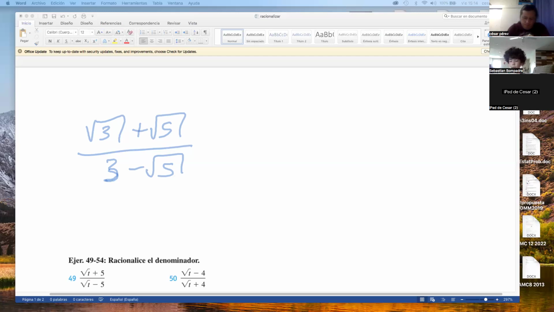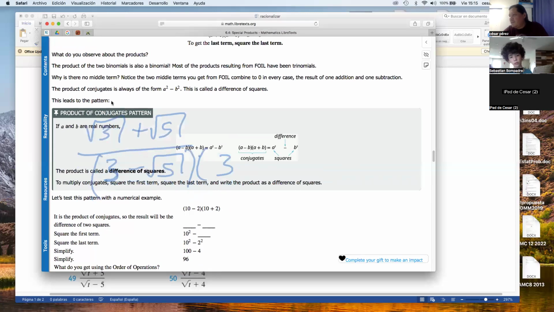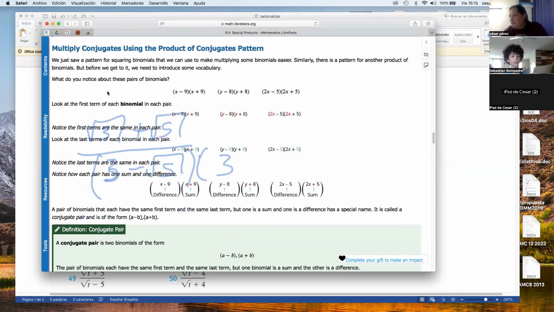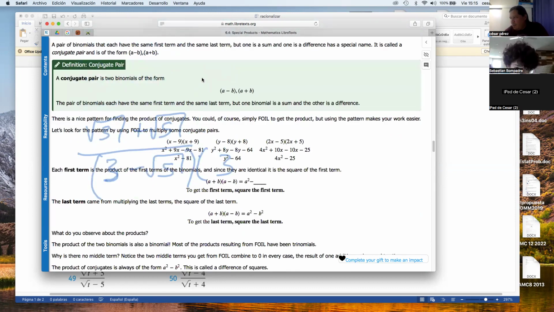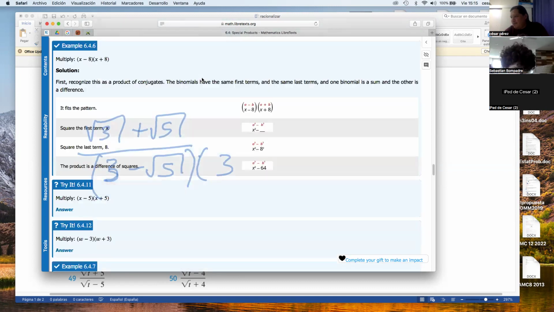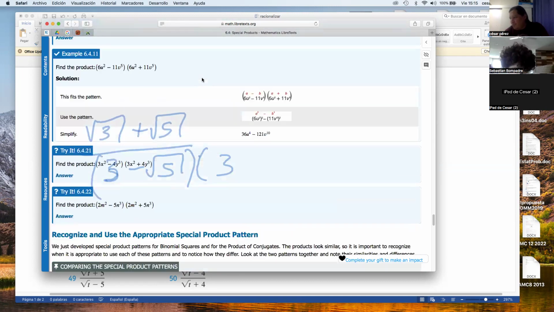I don't know how to do it. Let's multiply by the conjugate. Okay, I already found something. Multiply conjugates, product of conjugates. It's called a difference of squares.